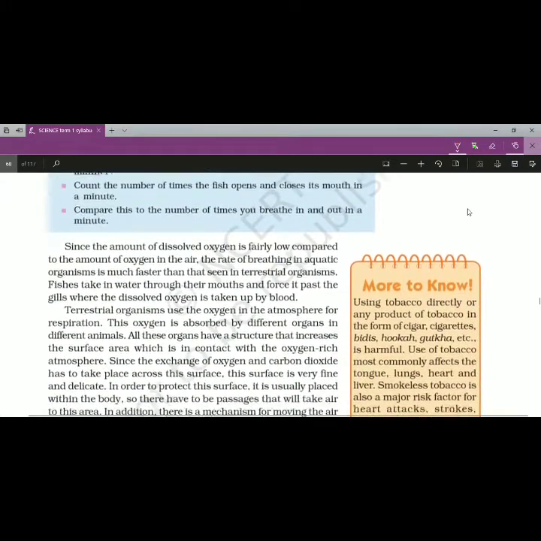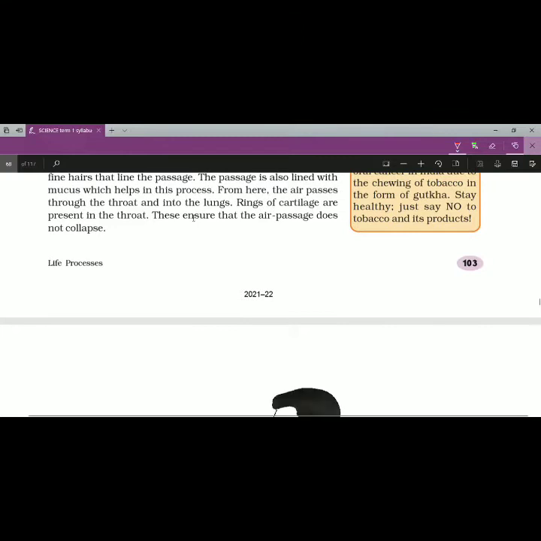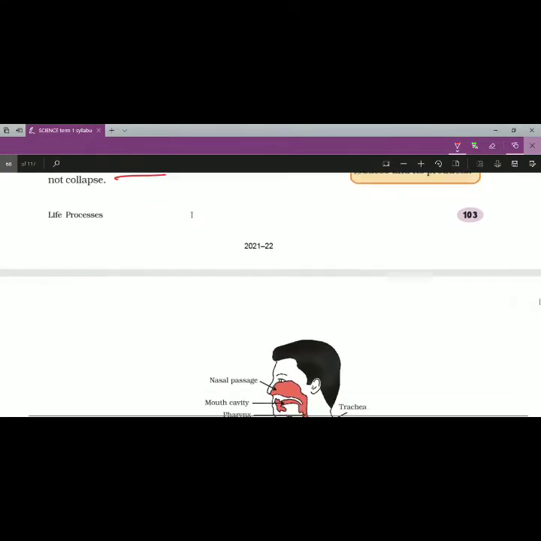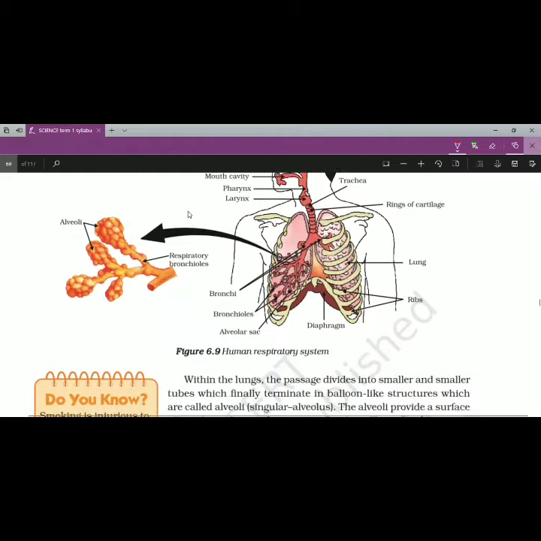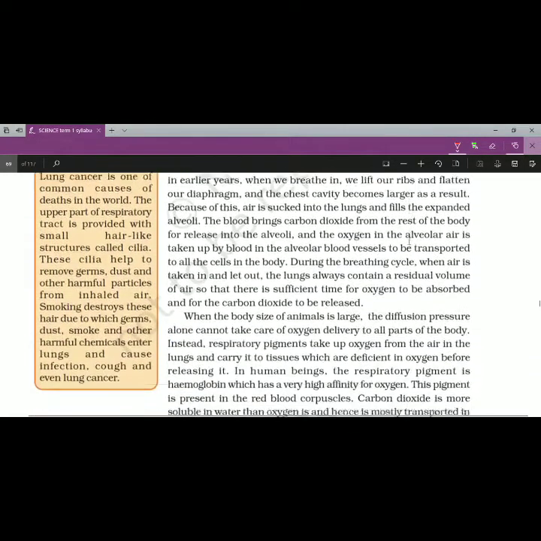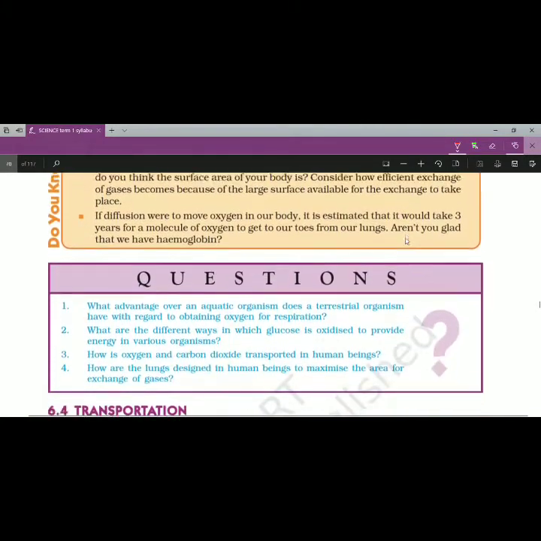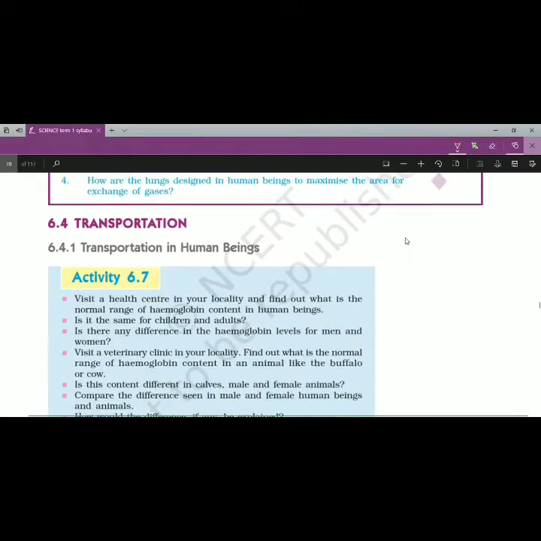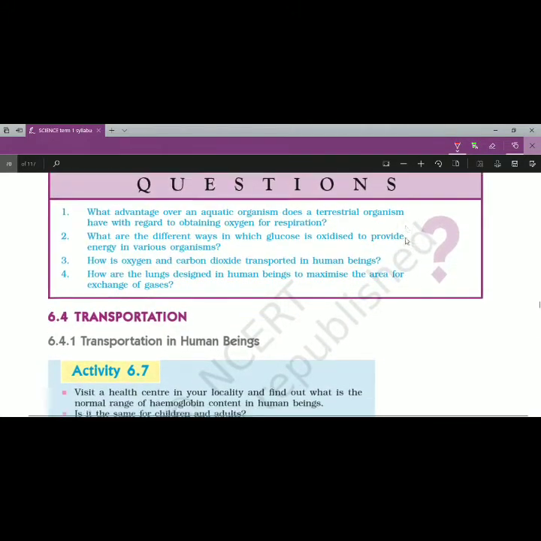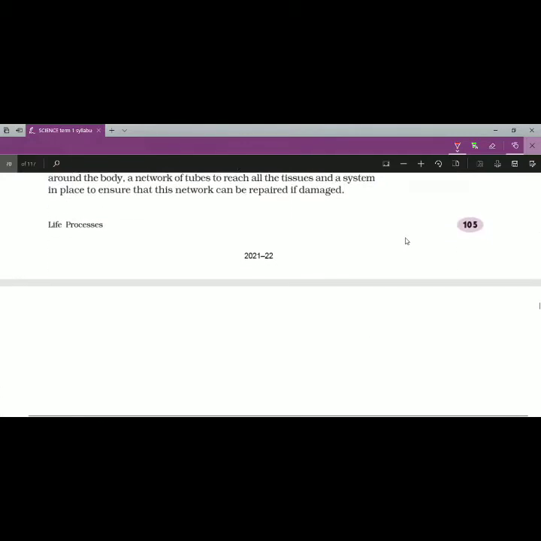Terrestrial organisms. Rings of cartilage are present in throat. This kind of question you can get. What are alveoli? Balloon-like structure within the lungs. The passage divides into smaller and smaller tube. This kind of question you can get. Any question can be asked in the examination. We don't know who is the examiner who will set your exam question paper. It depends upon the examiner what kind of questions he or she will set in the paper.